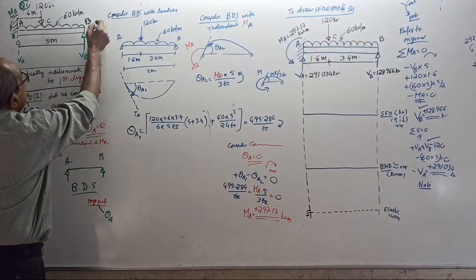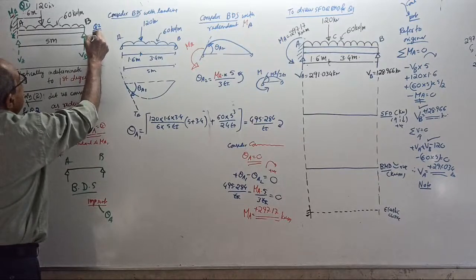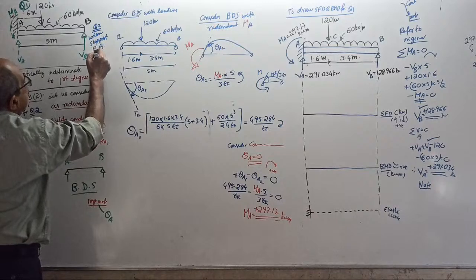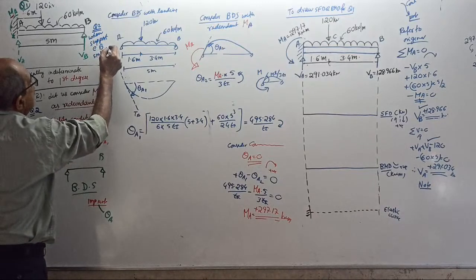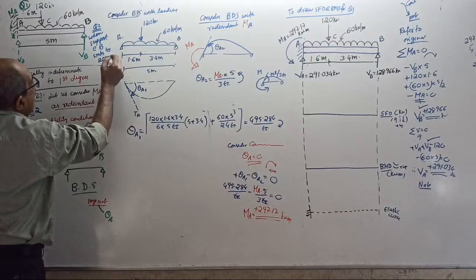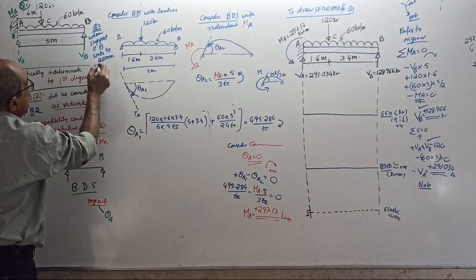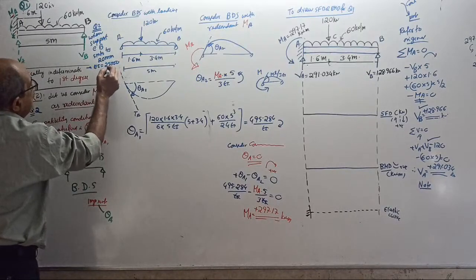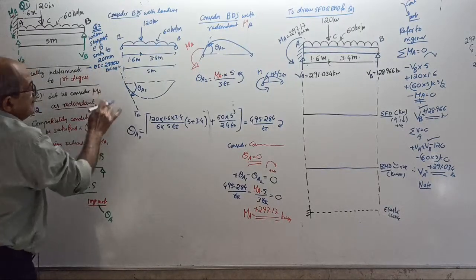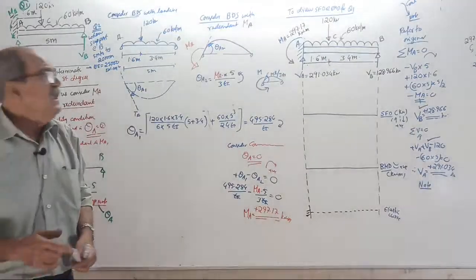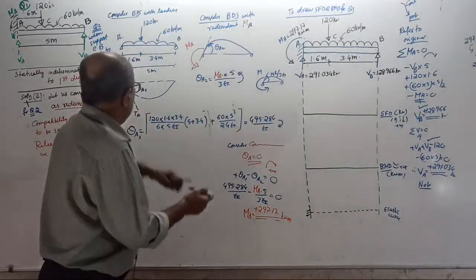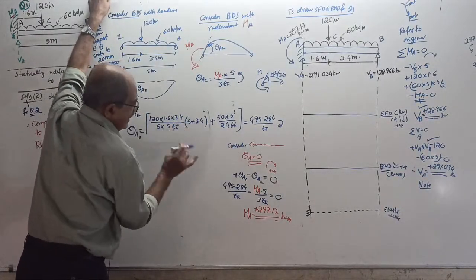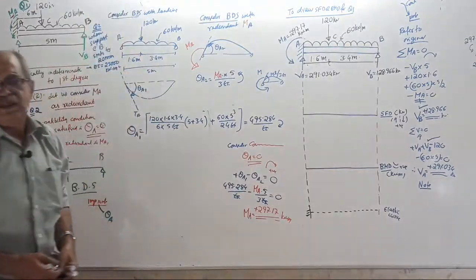Question 2 means when the support at B sinks by 20 millimeter. In the question, they told to take EI equal to 25,000 kilonewton meter square. In the first question, EI is not given because EI cancels. Okay, now start.